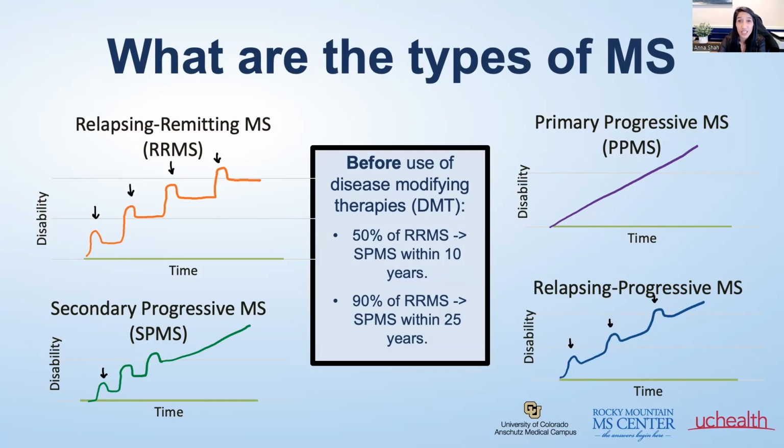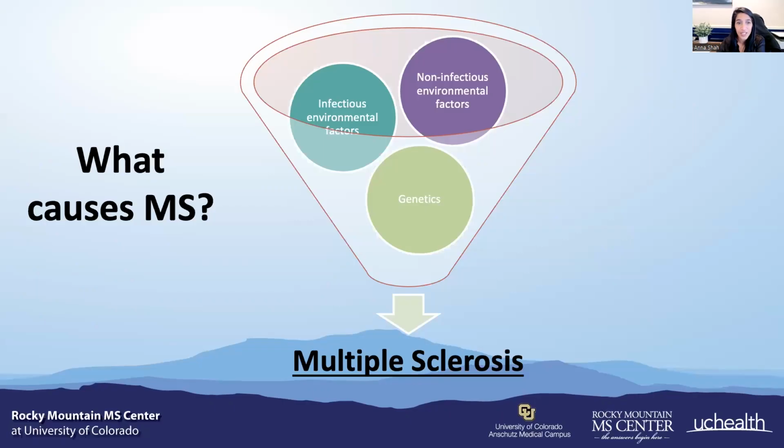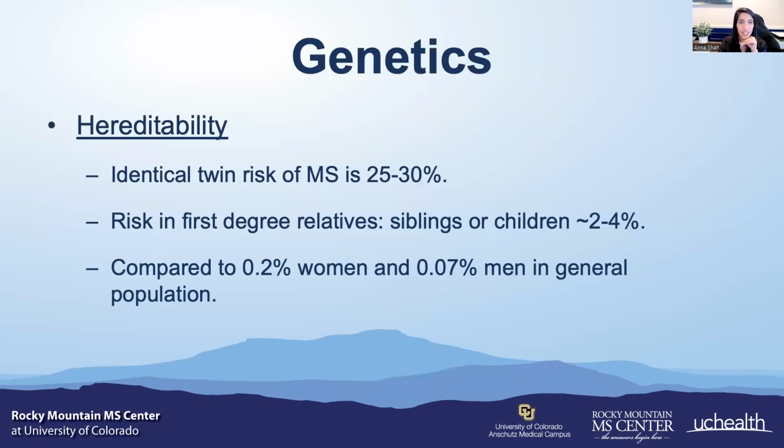And this becomes critical because while we have good treatments for relapsing remitting MS, we do not have good treatments for secondary progressive MS. So what causes MS? Like I said at the beginning, it's a whole host of a variety of factors. There's infectious environmental factors, non-infectious environmental factors, and then of course, genetics that somehow creates the perfect storm for the development of MS. So let's look at genetics really briefly.